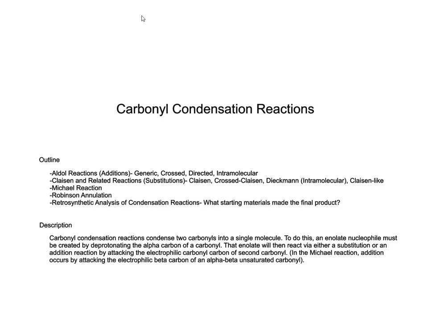Then that enolate will react via either a substitution or an addition reaction by attacking the electrophilic carbonyl carbon of a second carbonyl. Now in the Michael reaction, addition occurs by attacking the electrophilic beta carbon of an alpha-beta unsaturated carbonyl. We'll get to that when we review the Michael reaction.